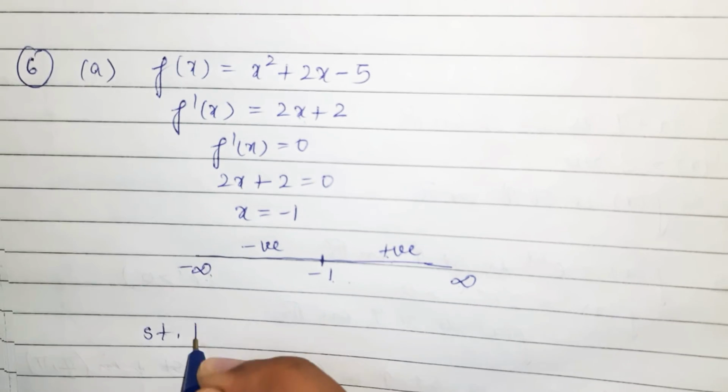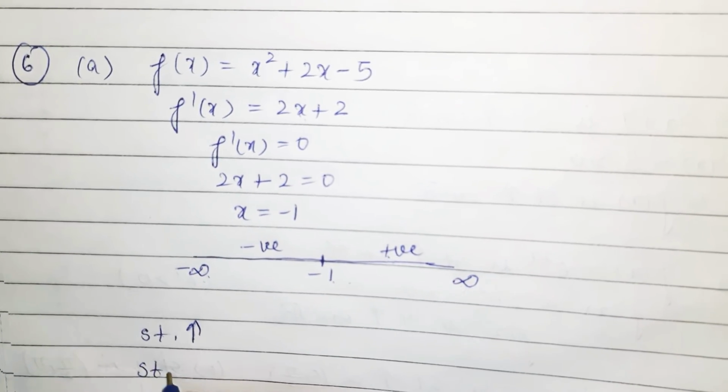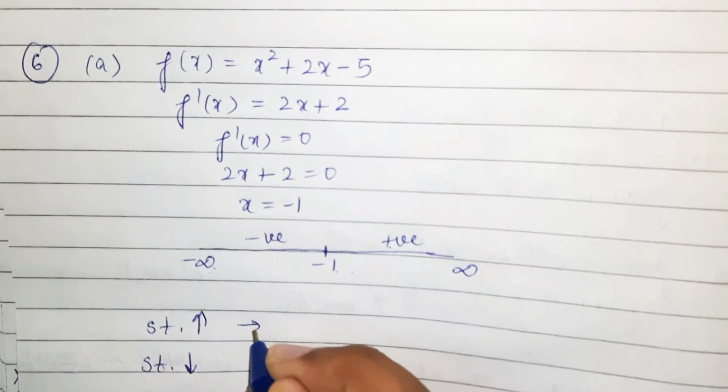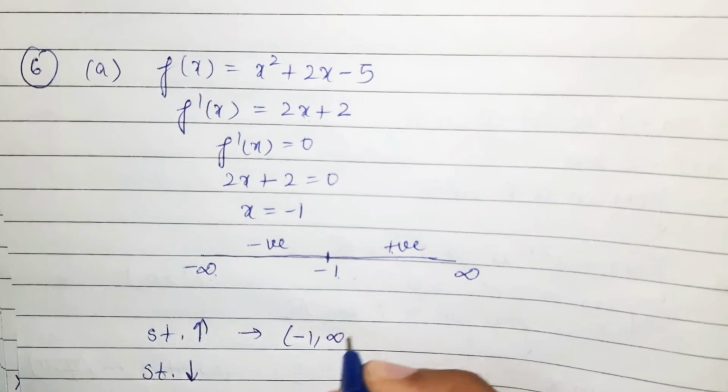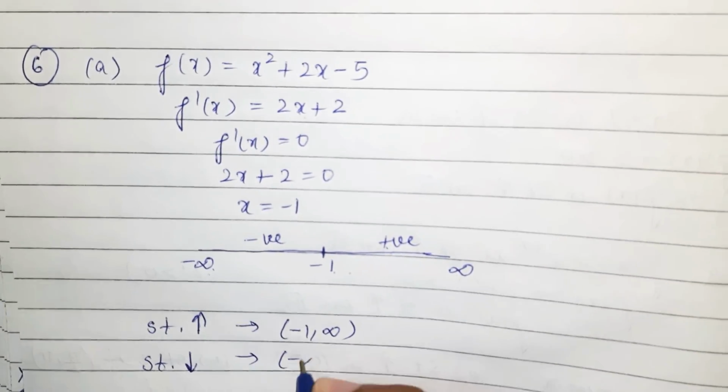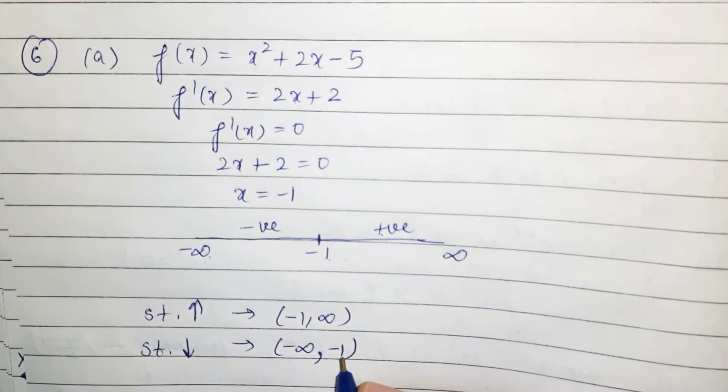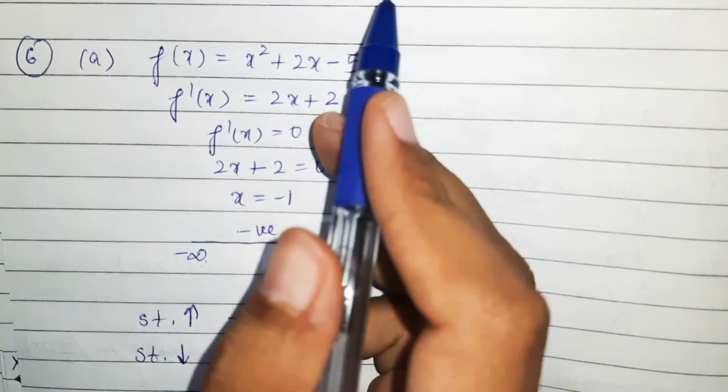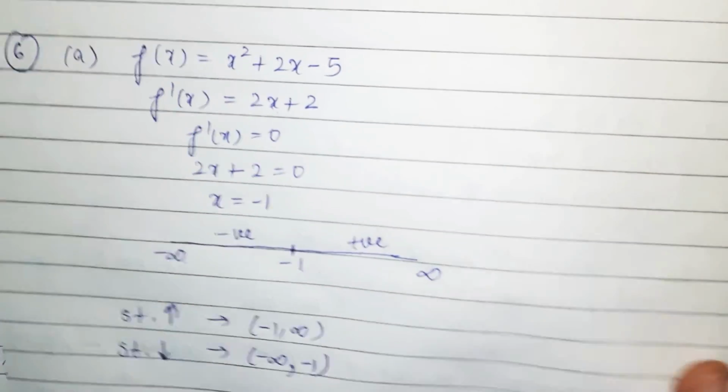Strictly increasing and strictly decreasing. Increasing I am getting at the interval minus 1 to infinity, and decreasing at minus infinity to minus 1. So it's better you apply it like this. This will be the same as this.